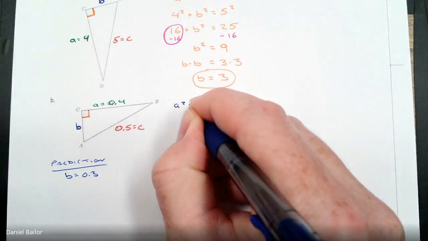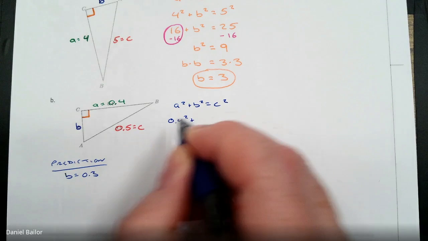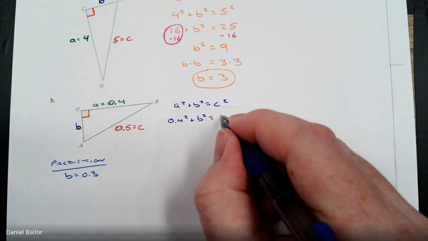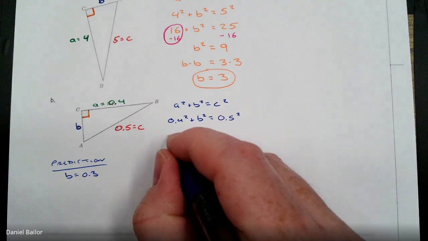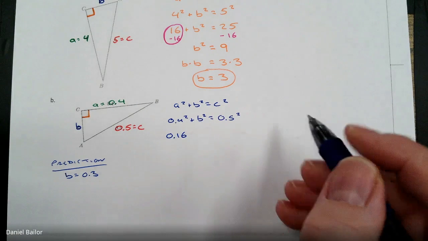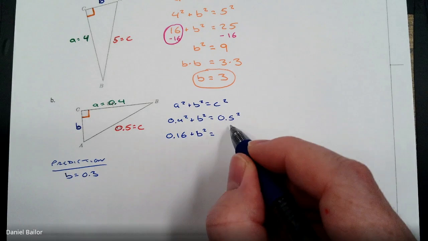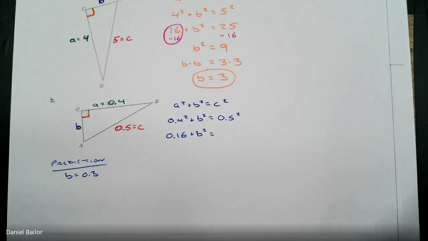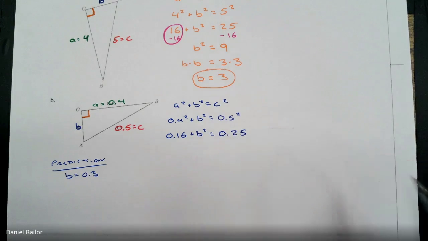A squared plus B squared equals C squared. This time A is 0.4, B is still unknown, and C is 0.5. Now we do some math, and I know this is decimals, so if you'd like to use your calculator to help you, you can. 0.4 squared is going to be 0.16. B squared is still B squared because we haven't found B yet. 0.5 squared is 0.5 times 0.5, which is going to be 0.25.